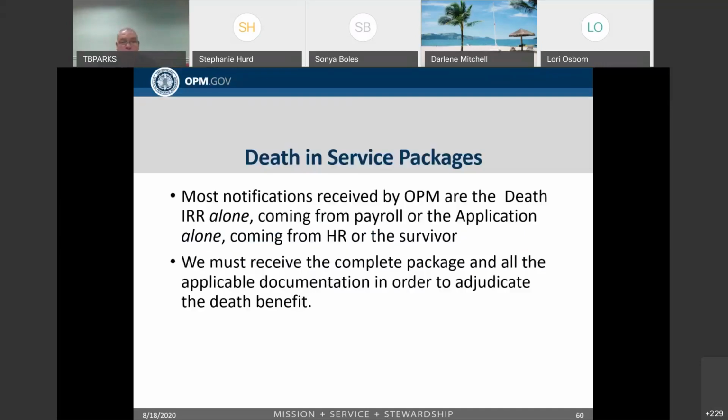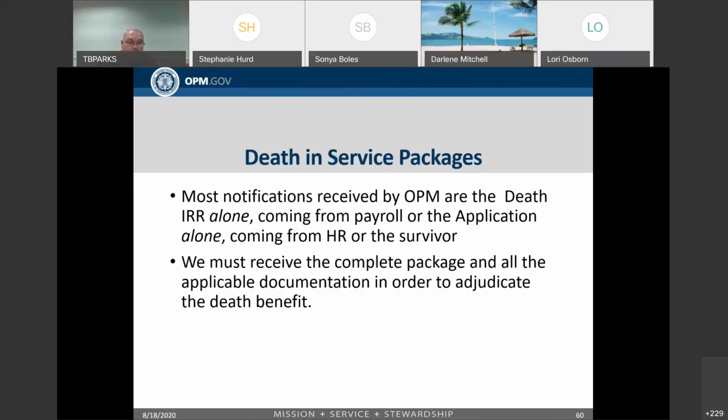Most notifications received by OPM are the death IRR, that individual retirement record, that payroll record, or the application coming from human resources or from the survivor. We've seen a trend where we'll get that death payroll record coming in showing the deductions that the person had, their service history, but we don't have the application package from the human resources or from the survivor that's applying for the benefit.